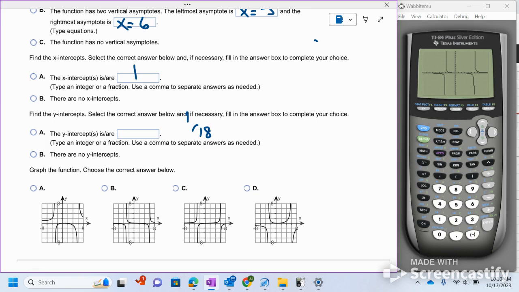(0, 1/18) is my y-intercept. What does it look like? Well, you look at the graphing calculator, you see it goes, I think it's B. Okay.